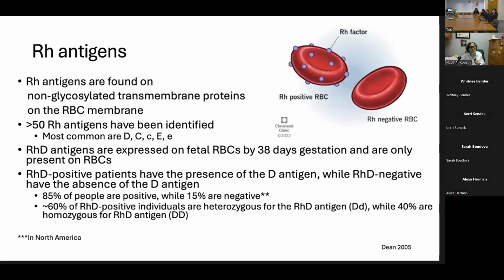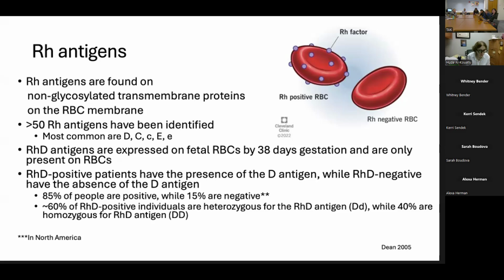RhD antigens, which is the focus of this presentation, are expressed on fetal red blood cells by 38 days gestation and are only present on red blood cells. Some antigens are present on other things. RhD positive patients have the presence of the D antigen, while RhD negative have the absence of the D antigen. So we know about 85% of people are positive, while 15% are negative. And this is just in North America, because again, we have that geographical distribution.